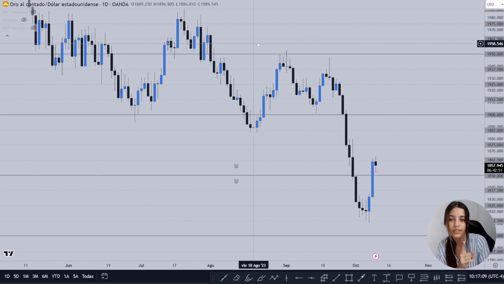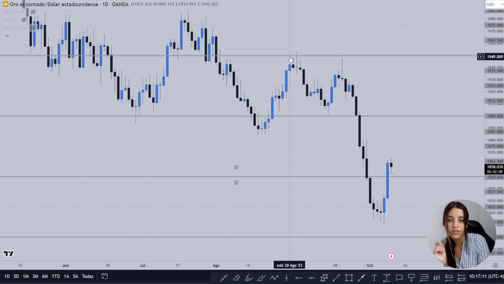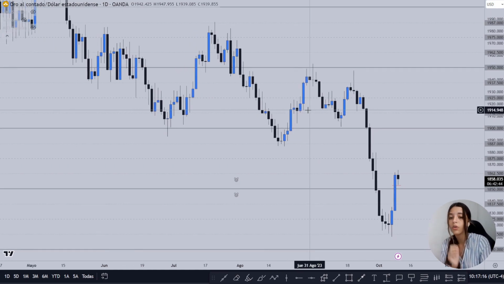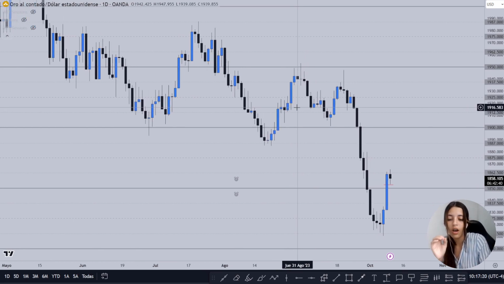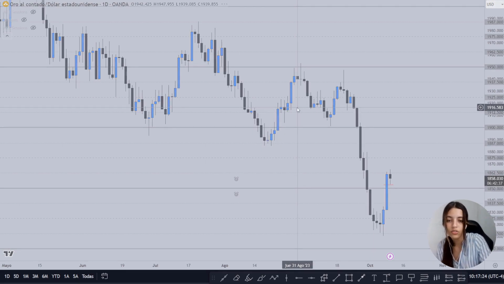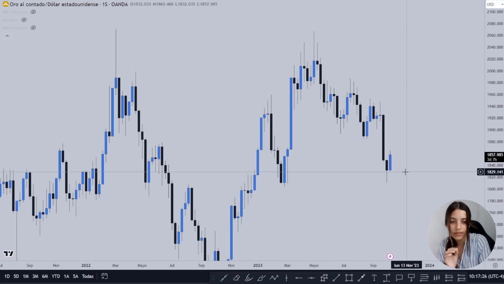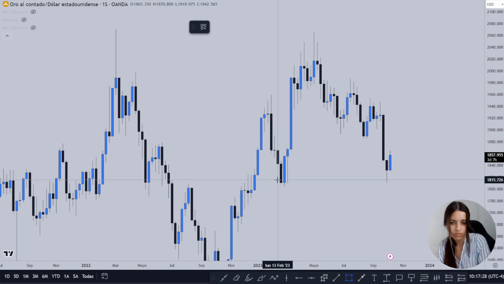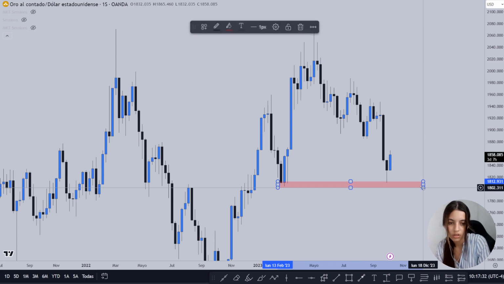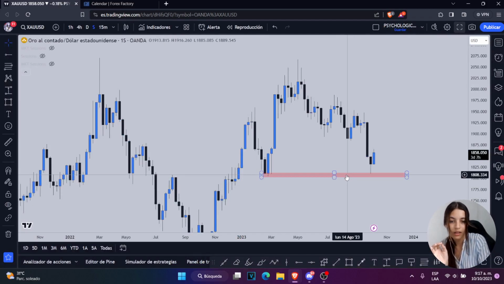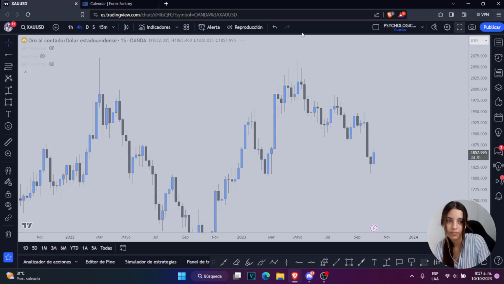You don't take trades only because price touched one of these levels. No, you have to wait for a confirmation on lower time frames and on higher time frames too, but I wouldn't go higher than the daily. I just use my weekly as bias or direction, but I'll keep my weekly clean.